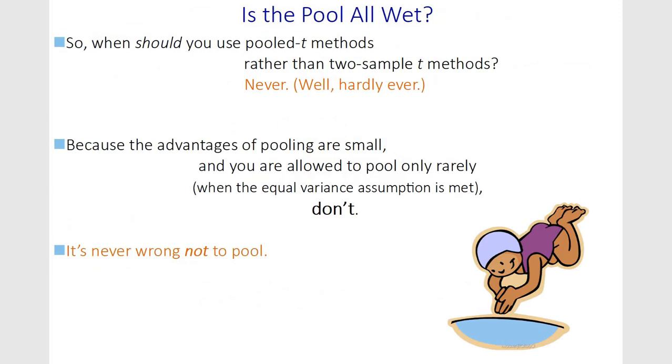So, when should you use pooled t methods rather than two-sample t methods? Okay, never. Well, hardly ever. The advantages of pooling are small, and you are allowed to pool only rarely, when the equal variance assumption is met. So, don't. Okay? That doesn't happen. Okay? It's never wrong not to pool, but it's one of those things that very, very rarely can you. Like, is it usable info? Think of it like that.